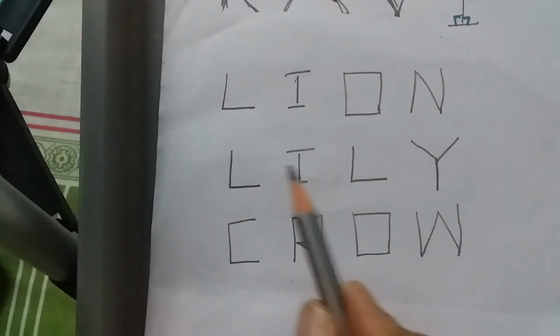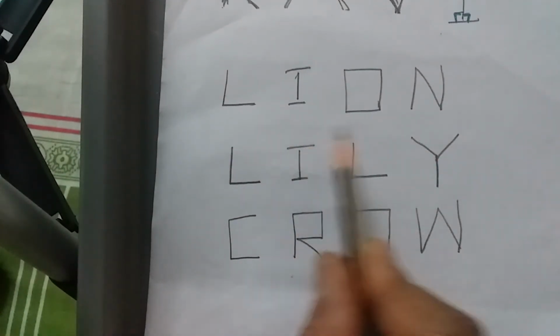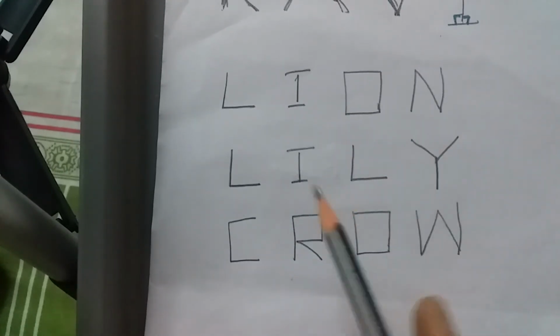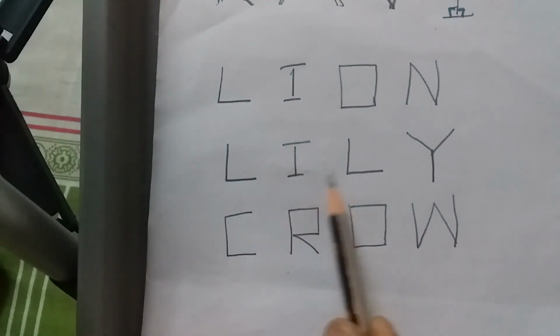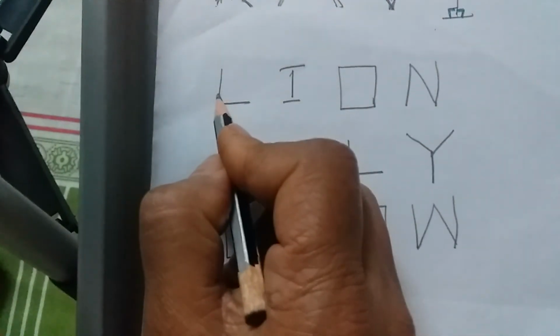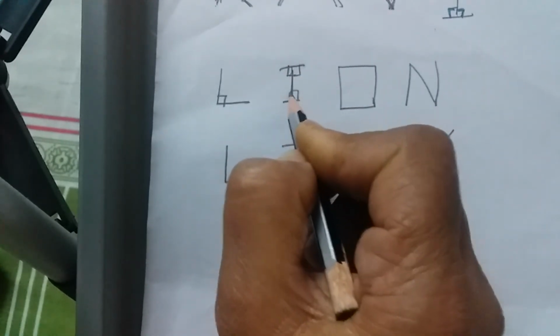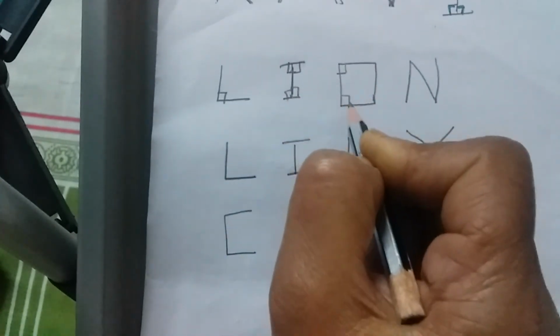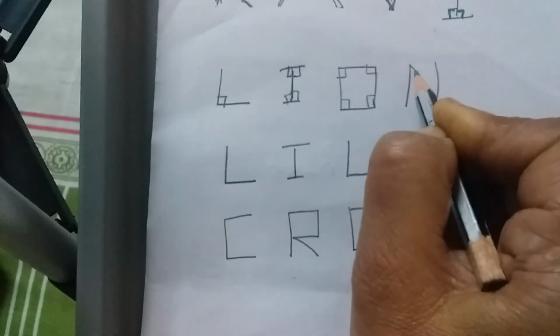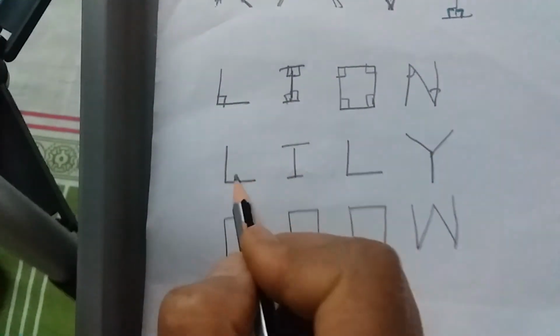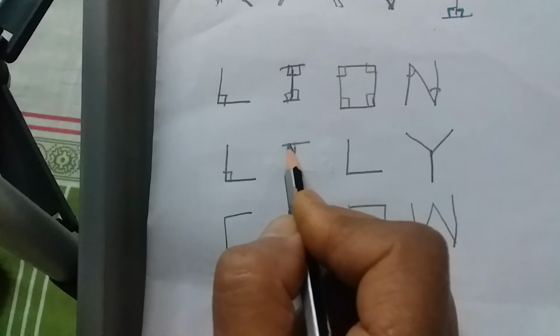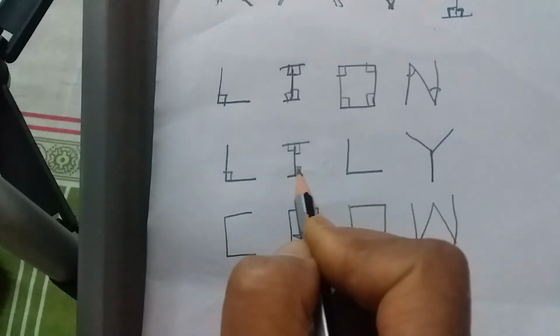You can even write the name of an animal. I have written lion, L-I-O-N. A name of a flower, L-I-L-Y, lily. A name of a bird, crow, C-R-O-W, and find out the angles. Here it is right angle, right angle, right angle, right angle, right angle. Here all the four are right angles. In N, acute angle, acute angle. And here it is right angle.